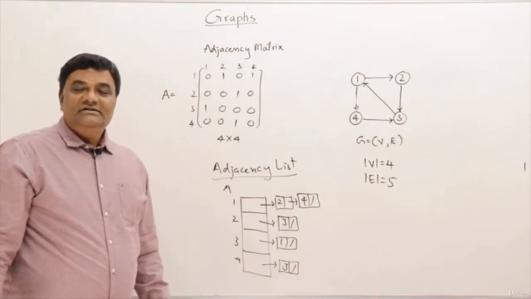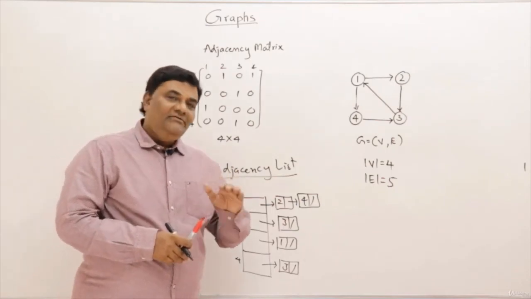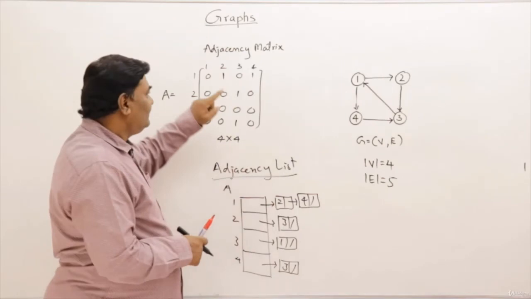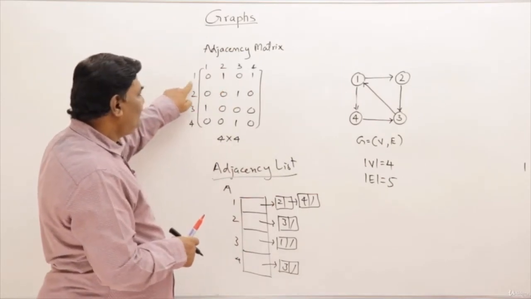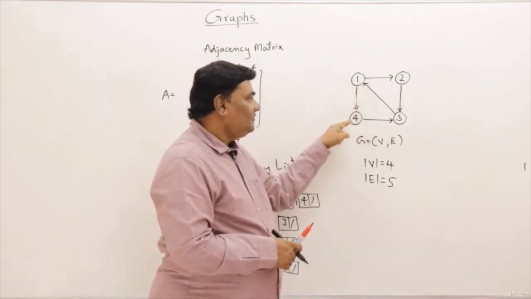That's all. This is adjacency list. Then one more thing to observe here. I want to know what are the edges going out from vertex 1. From vertex 1, the edges going out are 1 to 2 and 1 to 4.